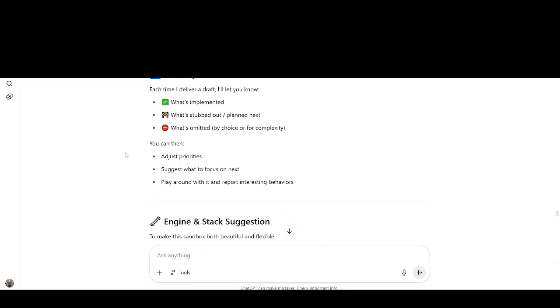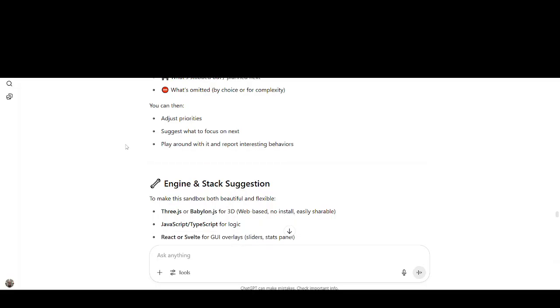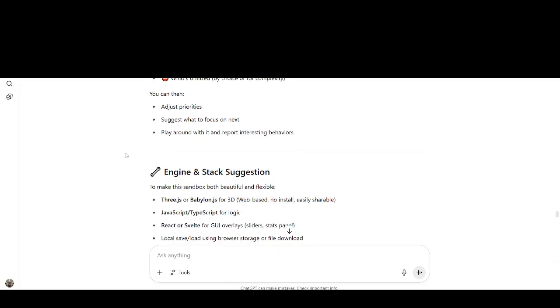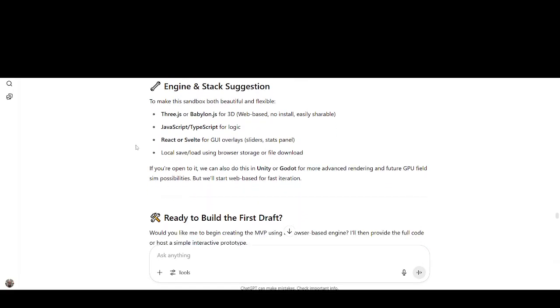Draft cycle workflow. Each time I deliver a draft, I'll let you know what's implemented, what's stubbed out, planned for next, what's omitted by choice or for complexity. You can then adjust priorities, suggest what to focus on next, play around with it, and report interesting behaviors. Basically, it's broken. Engine and stack suggestions.